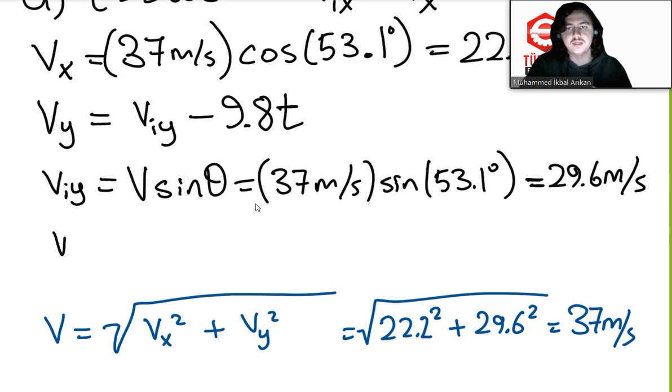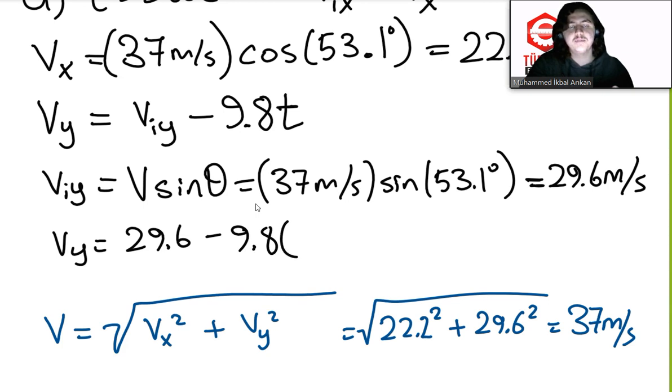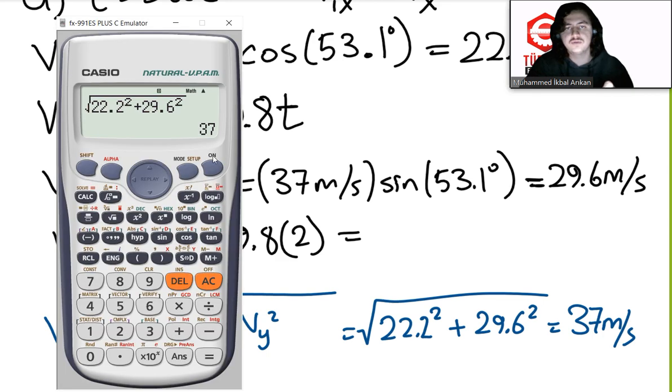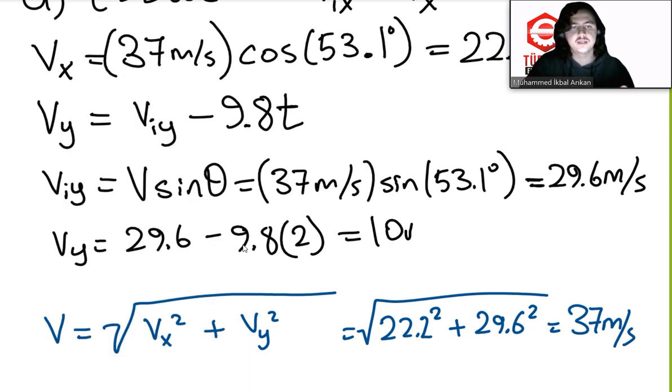How can I calculate the final y? I must use this one minus 9.8 multiplied by 2 seconds because I have 2 seconds here. So I will use this formula, minus 9.8 multiplied by 2. So I will get 10 meters per second.